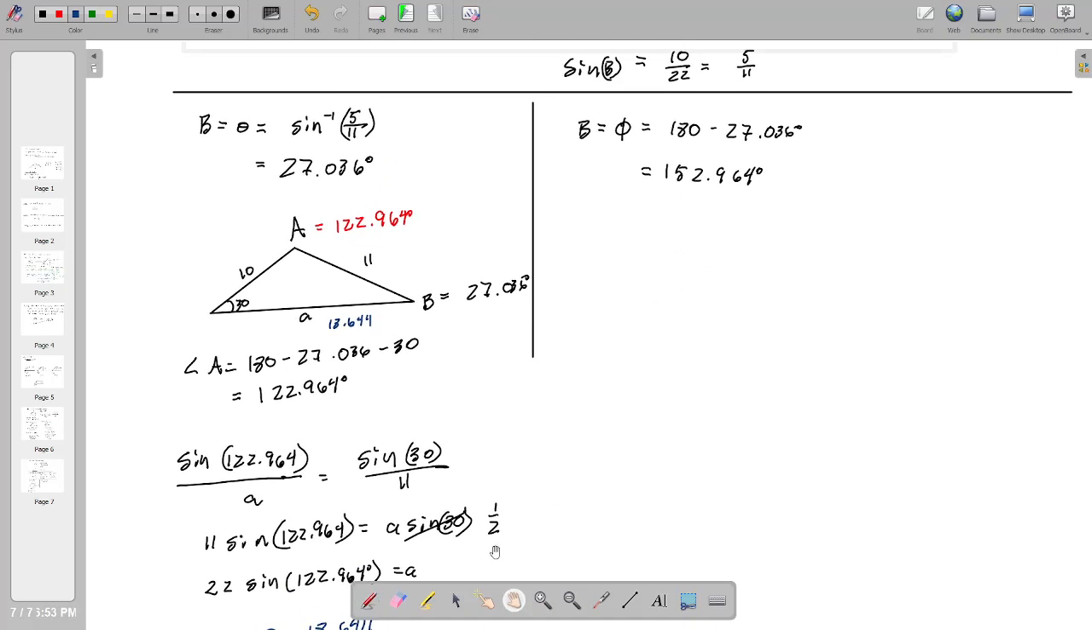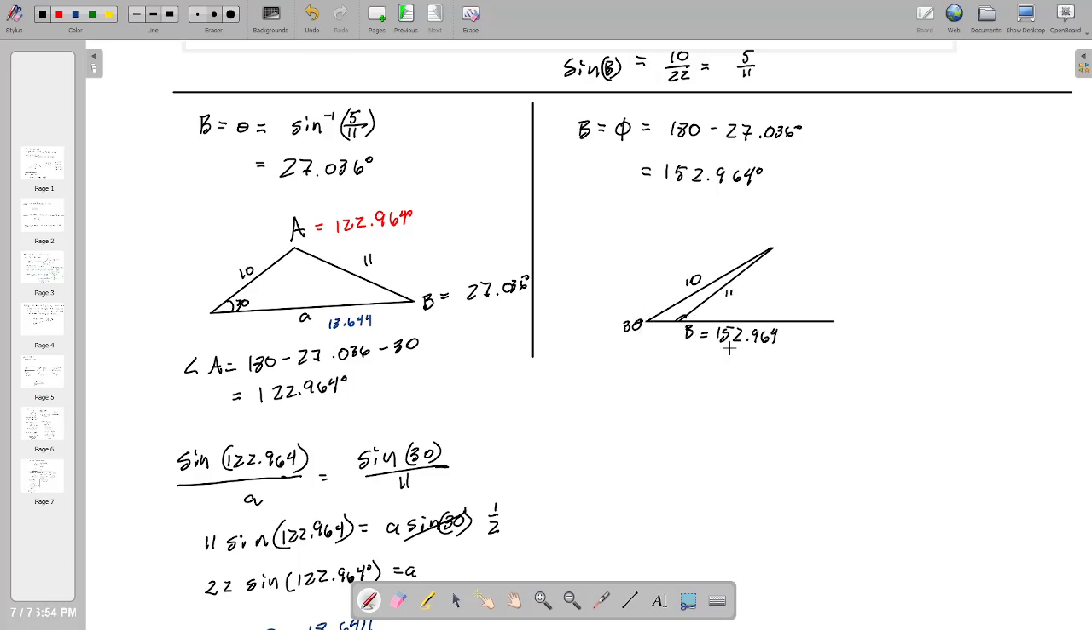Okay. Now we need to do the second triangle. Remember, if it exists, it might not. In this case, it actually will not. And we'll be able to see that right away. So this triangle would actually be the one where angle B is a very large angle. It's obtuse. So we'd have side A, and then angle B would have to look something like this. And B, remember, is 152.964. We have this side is 10 still, this angle is 30, and this side is 11.